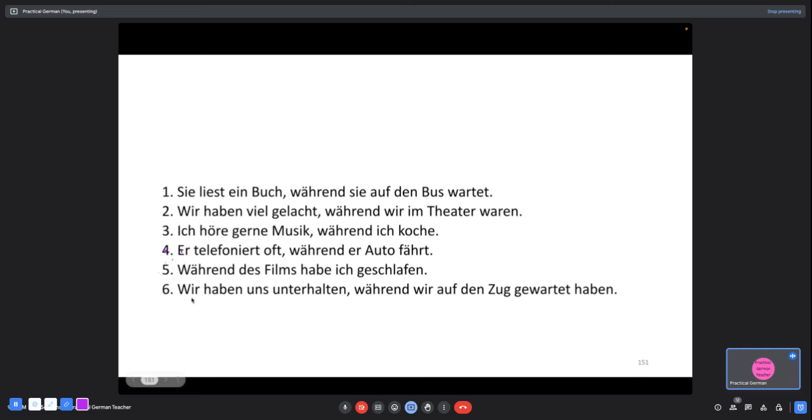This one also, right? Wir haben uns unterhalten, this is present perfect because you're using the helping verb and Partizip zwei, unterhalten. And this is also, wir haben auf den Zug gewartet. This is also Partizip zwei.